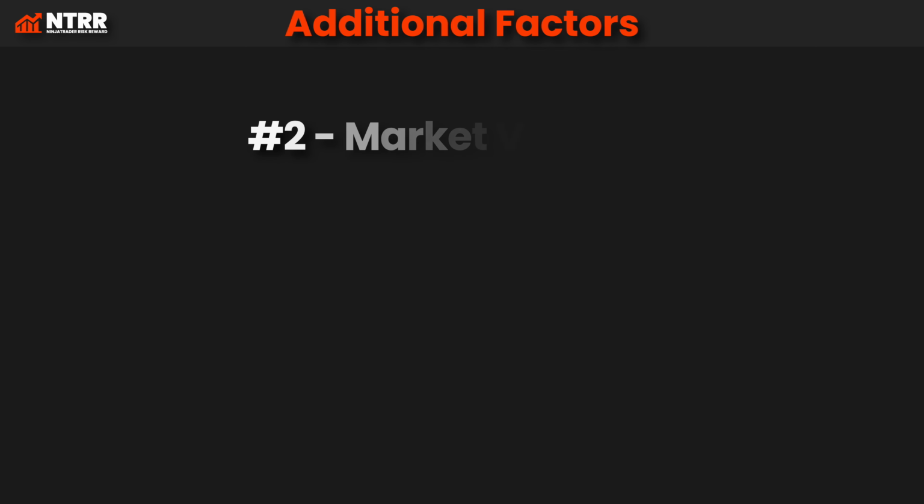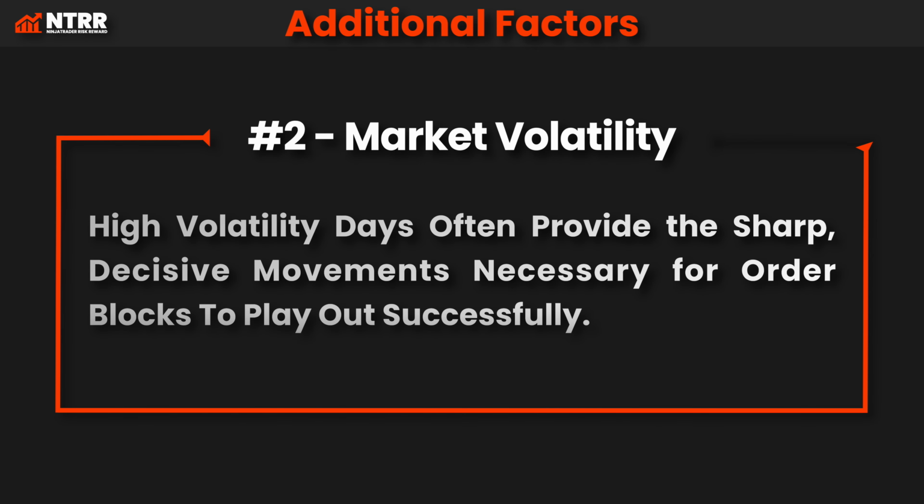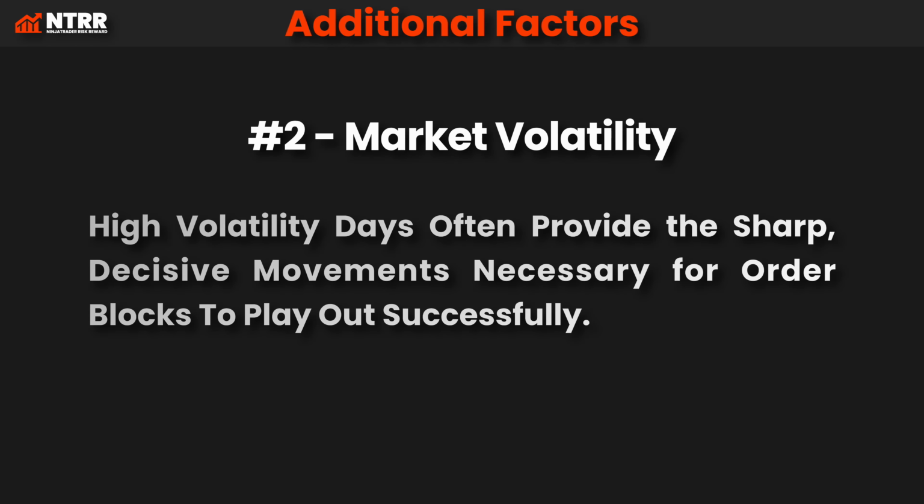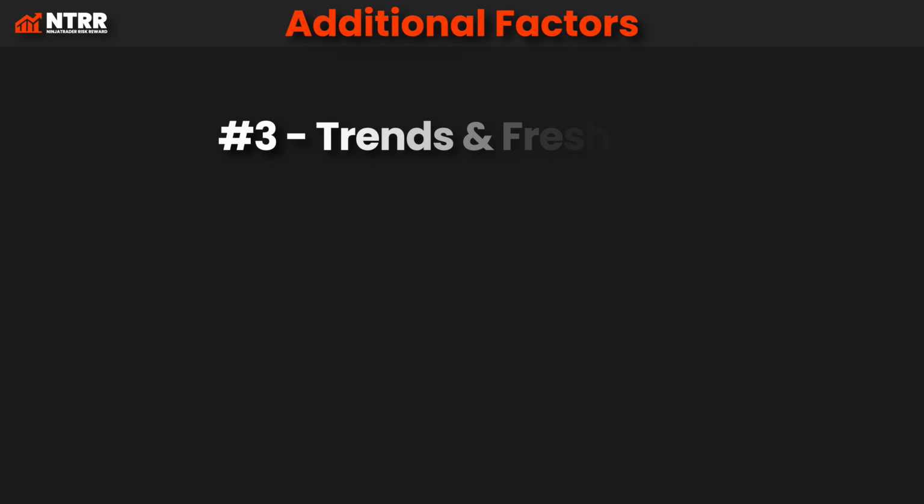Number 2. Market volatility. Volatility is another factor that can make or break an order block setup. High volatility days often provide the sharp, decisive movements necessary for order blocks to play out successfully. These conditions are more likely to generate strong reactions from institutional participants at key levels, leading to significant follow-through. On the other hand, low volatility conditions can cause price to hover around an order block without a clear reaction, increasing the likelihood of false signals or small losses. Identifying high-probability setups during volatile times can be as simple as tracking the market's activity during key trading sessions or events.